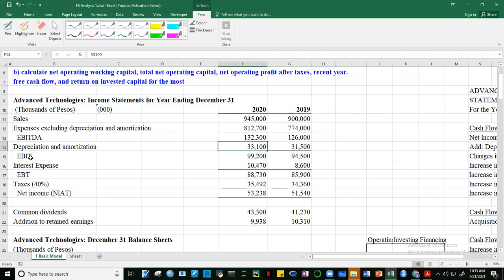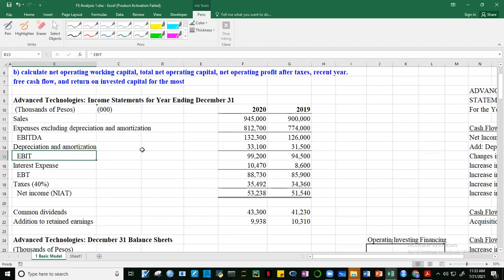We subtract it to get your EBIT, that's your earnings before interest and taxes. That's also an important measure, your EBIT. Others call this your operating income or operating profit. It's operating because we have not subtracted the interest, since that's financing. Then we subtract interest expense, these are our financing charges, 10,470. Then you have your earnings before tax.